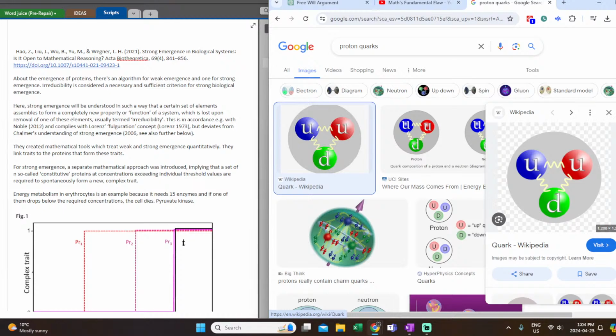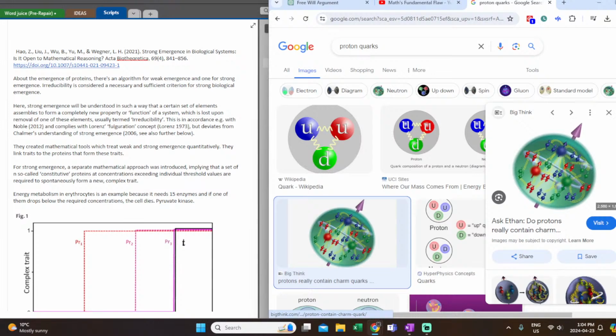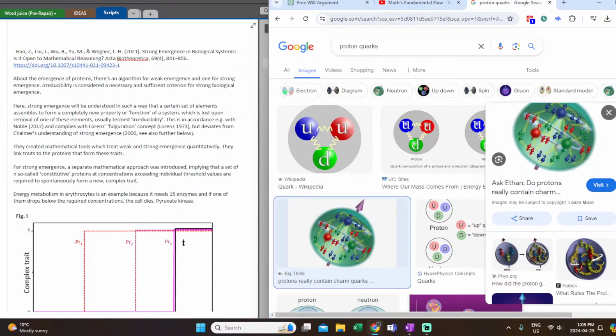Okay, so anyways, what I've been doing is trying to study the difference between strong and weak emergence. So this proton might be an example of weak emergence. Again, interesting things are happening, but you can still fundamentally understand it as a weakly emergent phenomenon.